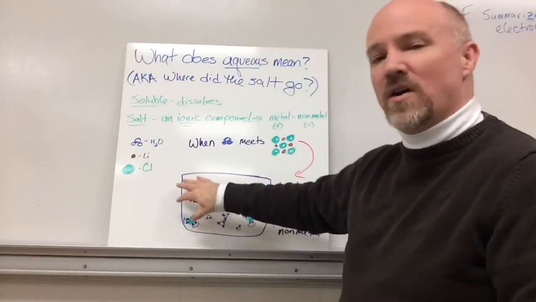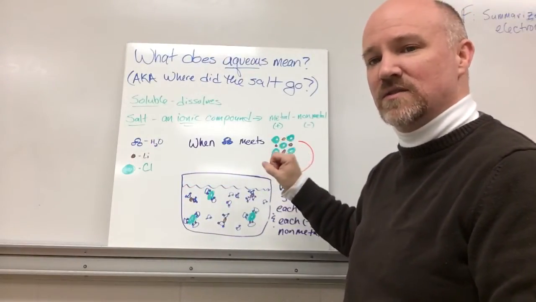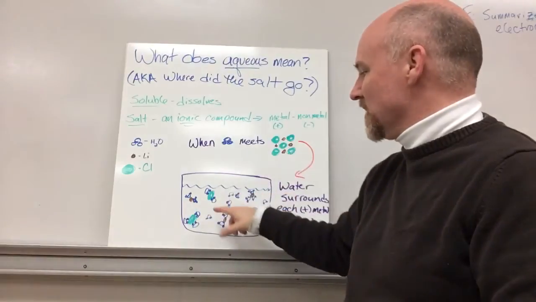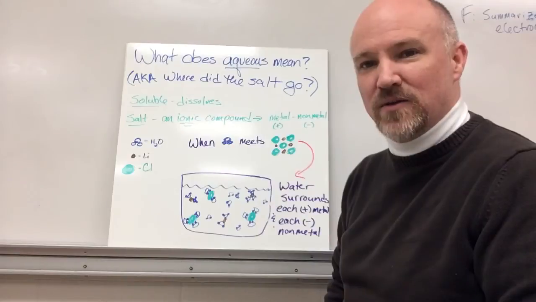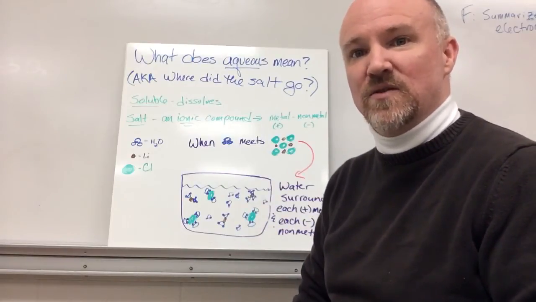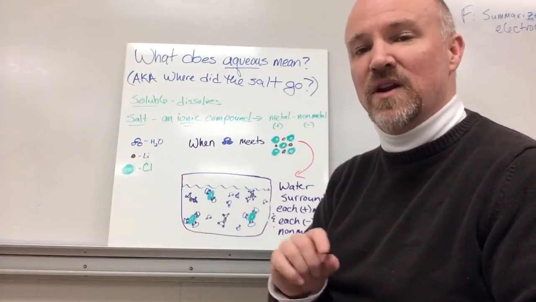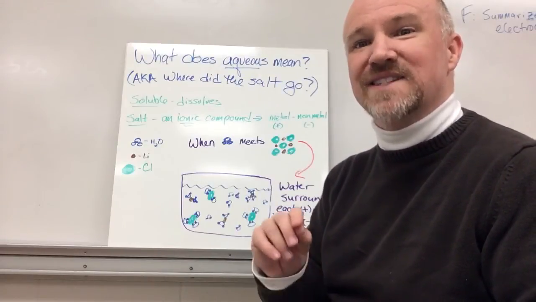And so the water molecules stick to the positive lithiums and the negative chlorines and surround them and pull them apart. So now we don't have a crystal anymore. We have a bunch of little ions all spread about. And that's what it means when something dissolves or something is aqueous. And keep that in mind whenever we talk about aqueous solutions and we talk about solubility.